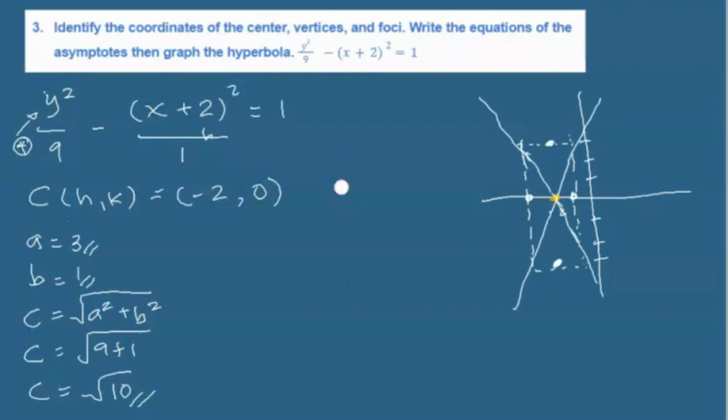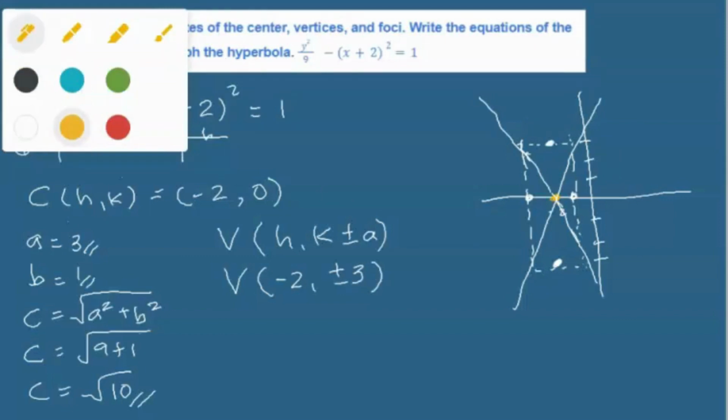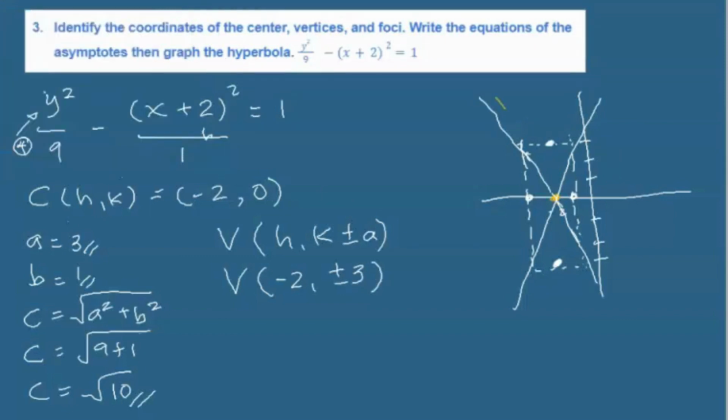Okay, there you go. So for our vertices, the coordinates would be at (h, k plus or minus a), because it's a vertical hyperbola. So our vertices would be at (-2, 0 plus or minus 3). So our hyperbola would look something like this.